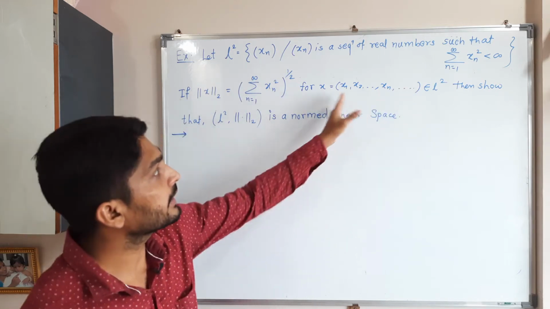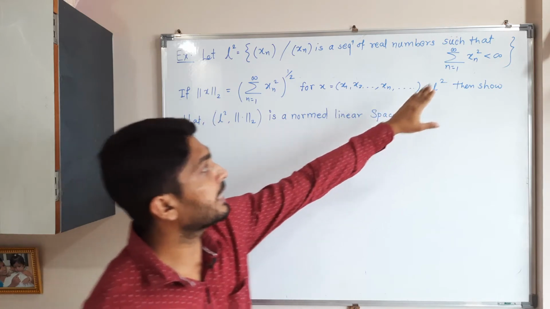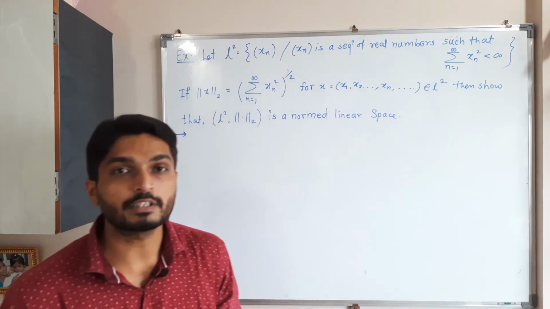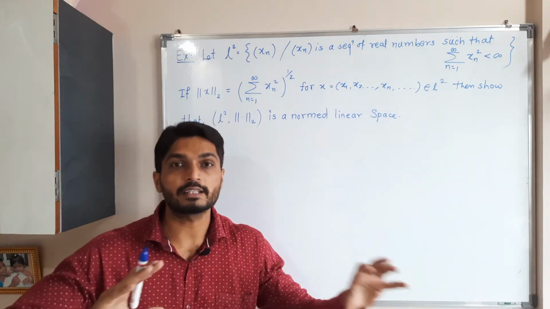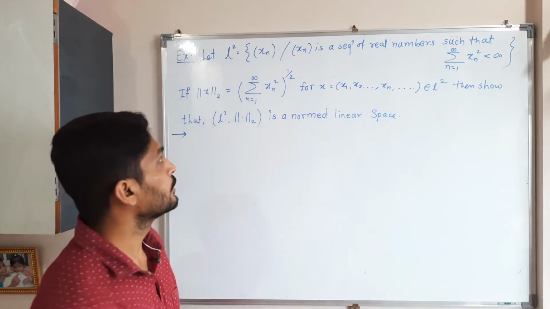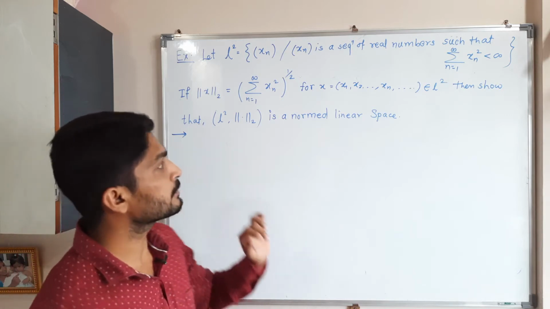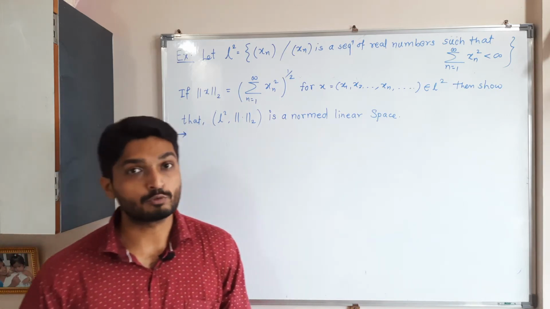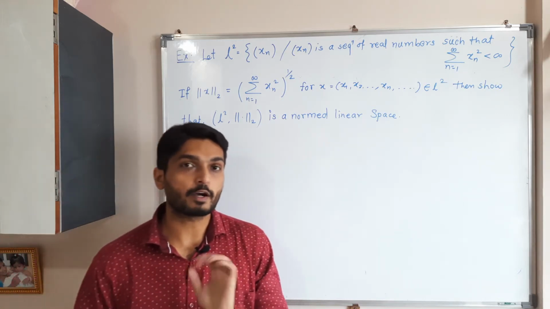There are infinitely many elements such that the series is convergent, less than infinity. That means the infinite sum always has a finite value, so this is a convergent series. What we have to prove is that it is a normed linear space. That means it should satisfy how many conditions?